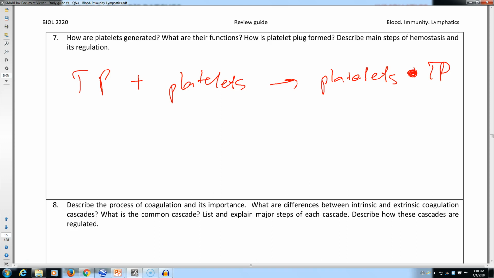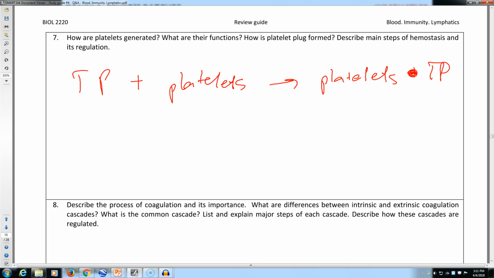Two pathways, intrinsic and extrinsic. Intrinsic is slower, extrinsic is faster. Intrinsic is stimulated by the factors inside of the blood vessel, right? It can be platelets, it can be collagen, it can be any protein that comes from the damaged endothelium or basement membrane. For extrinsic, what is the stimulating factor? It's called tissue factor.